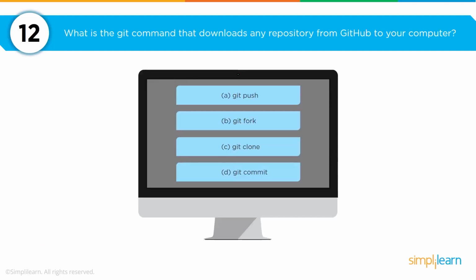So one of the questions you'll be asked is to give the answer to some of the commands you use for working with Git. If you were asked, what is the Git command that downloads any repository from GitHub to your computer? On the screen we have 4 options: Git Push, Git Fork, Git Clone, and Git Commit. The answer in this instance would be Git Clone.